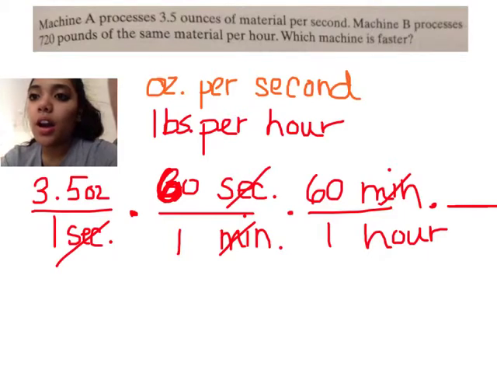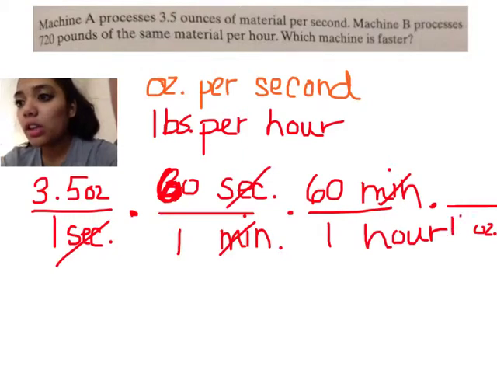So there are 30 seconds in 1 minute. So then my seconds goes away. Alright, and now I need to get rid of my minute. So that means if I'm getting rid of my minute, it needs to go on top because my minute's on bottom now. And now I can go from minutes to hour.